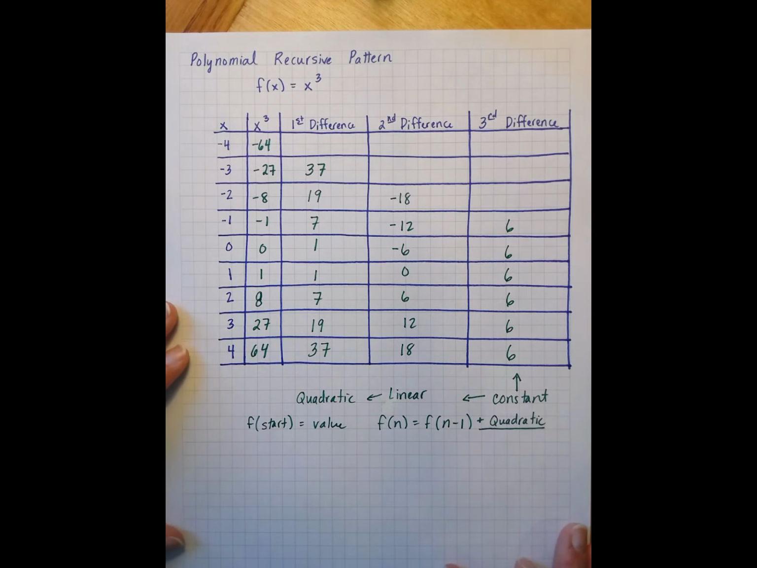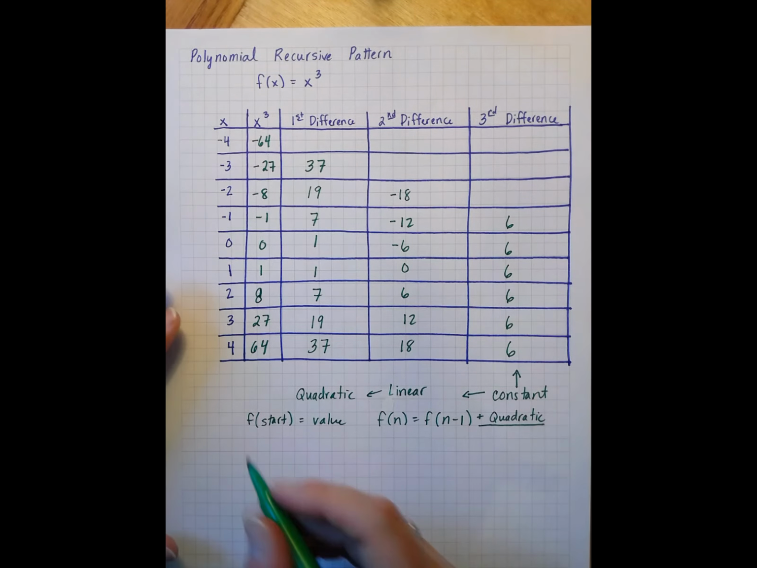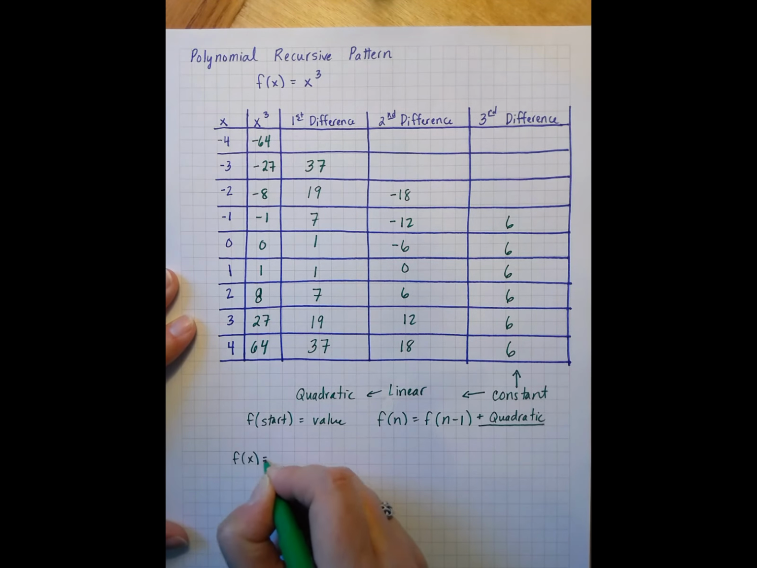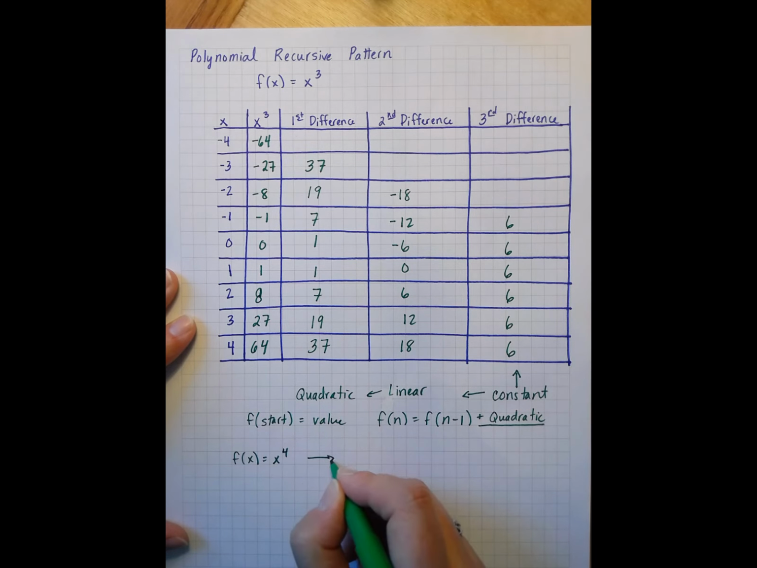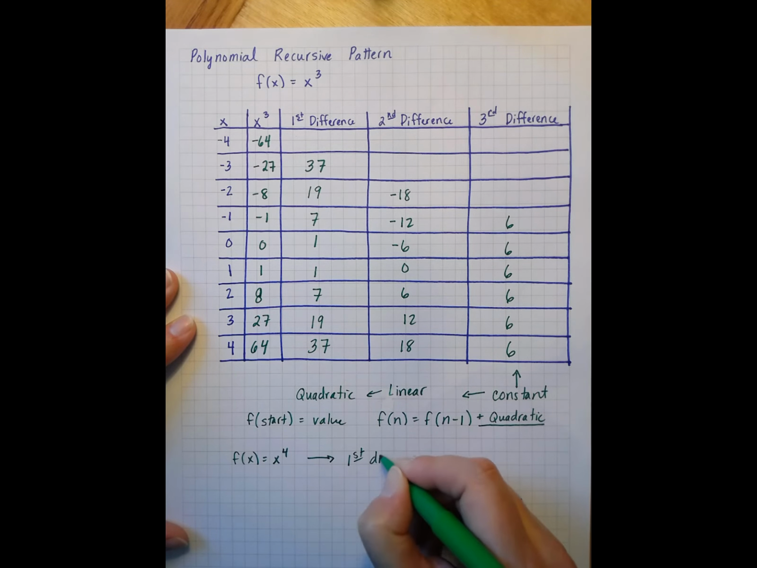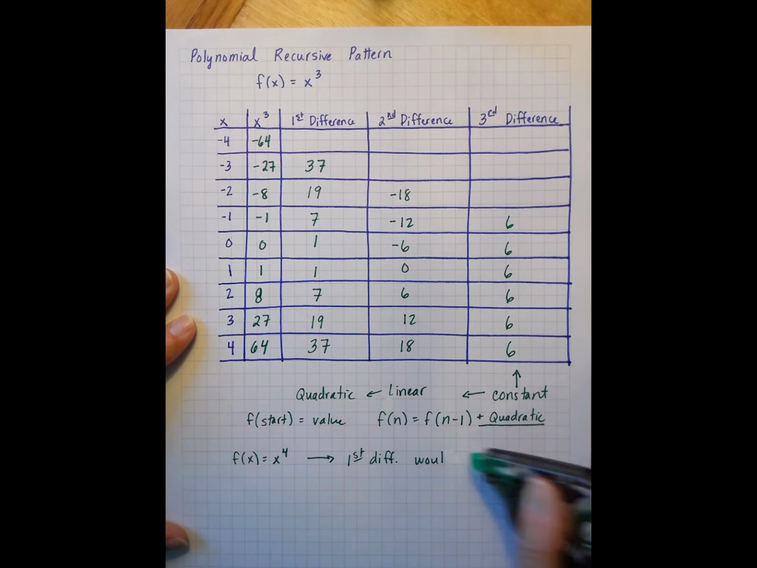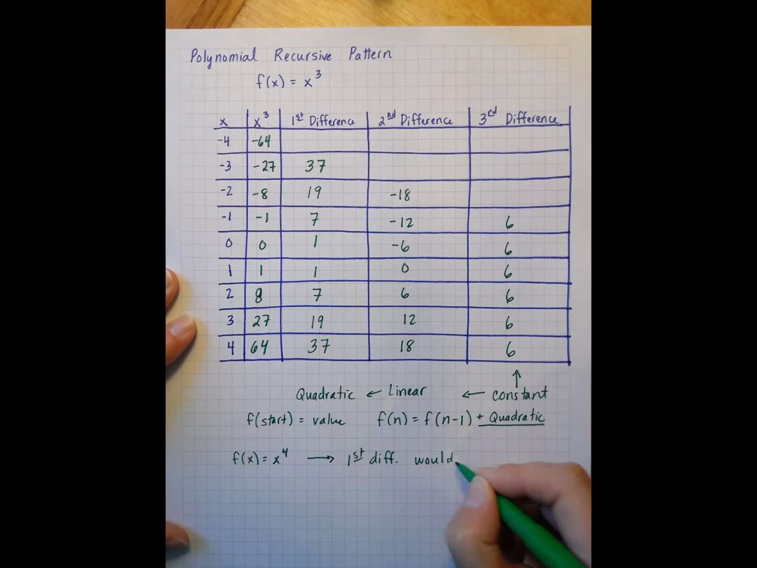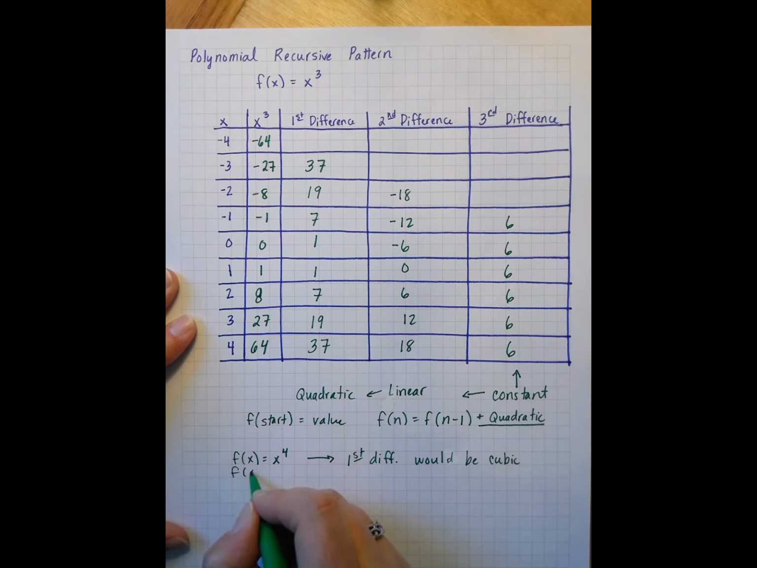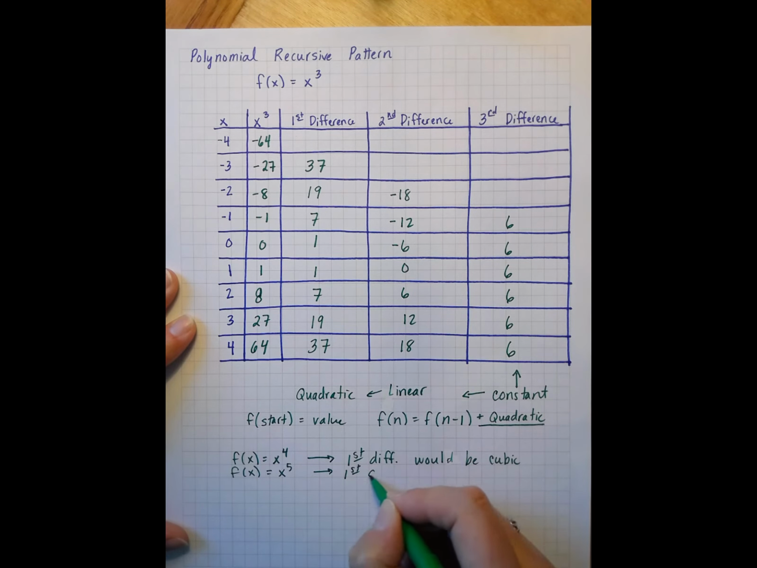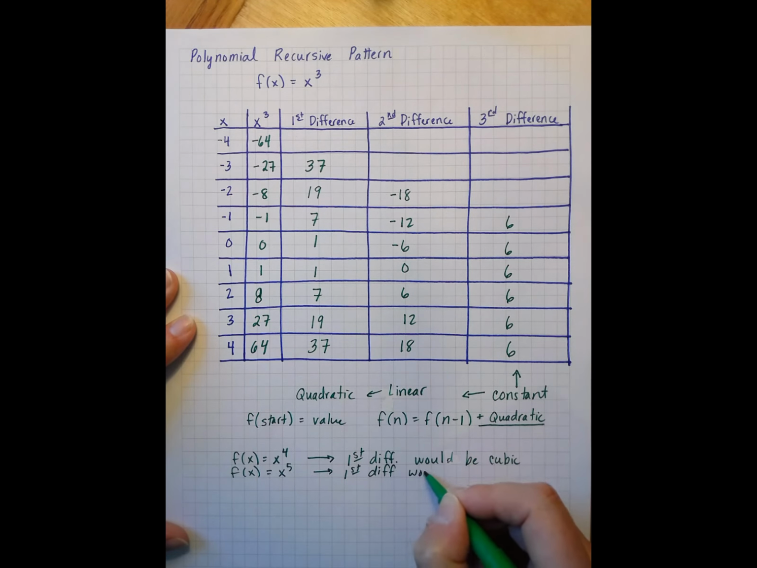And it turns out that this pattern continues. So if I were to look at f of x equals x to the 4th, it would turn out that the first difference here would be cubic, and for f of x equals x to the 5th, the first difference would be quartic, etc.